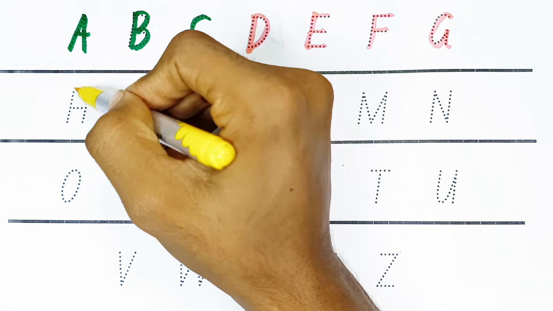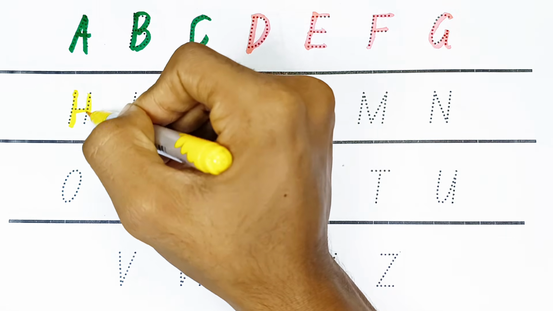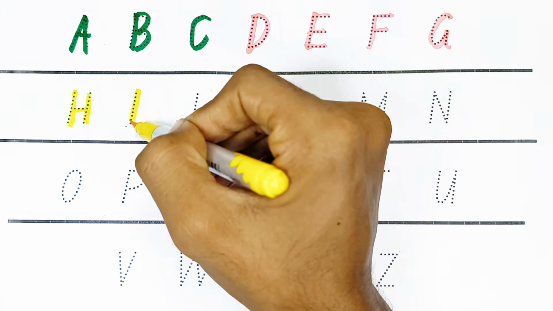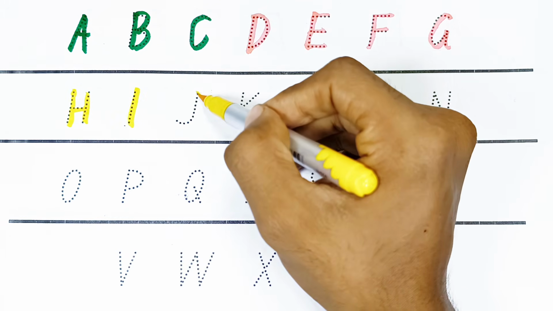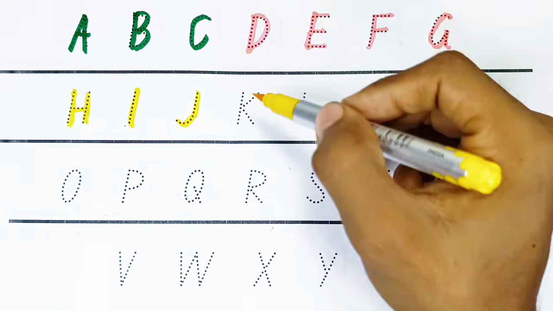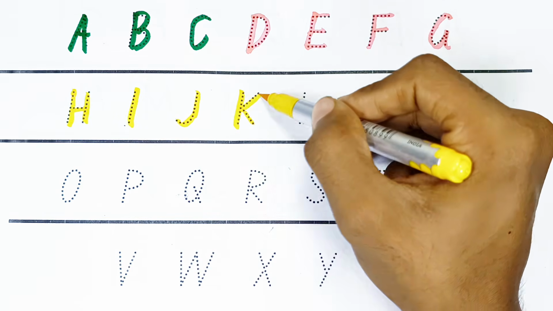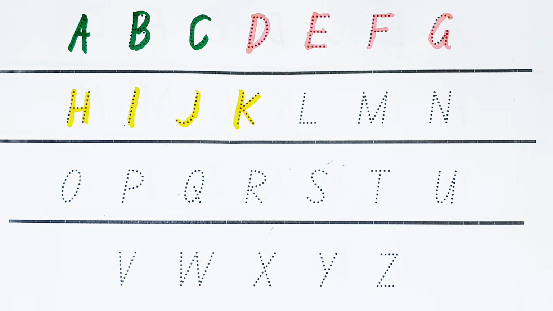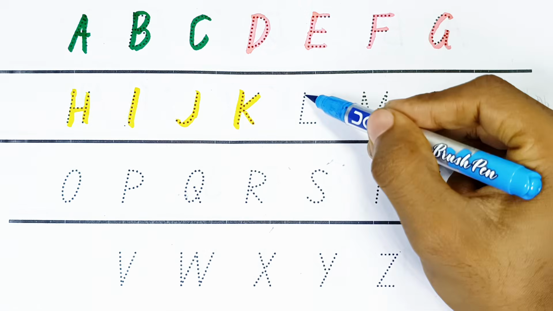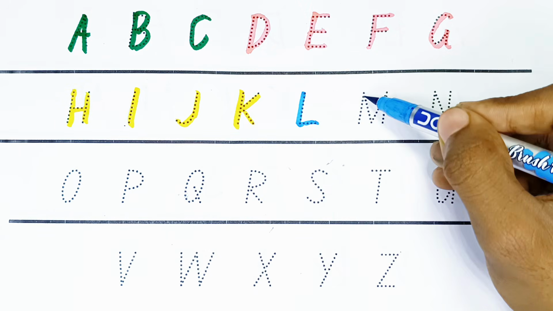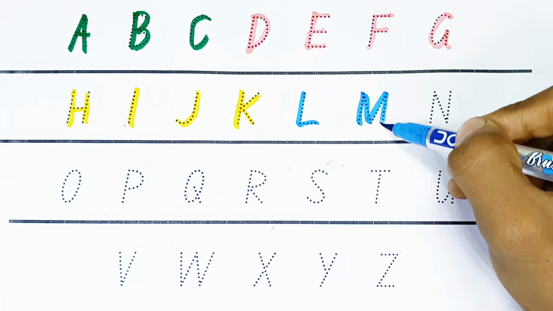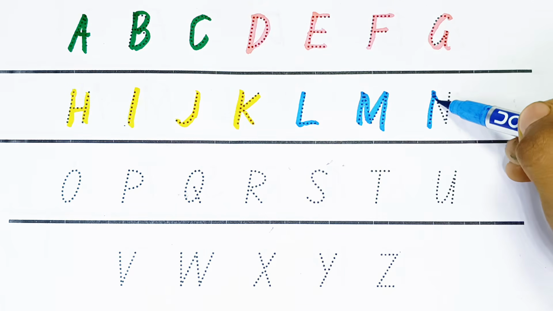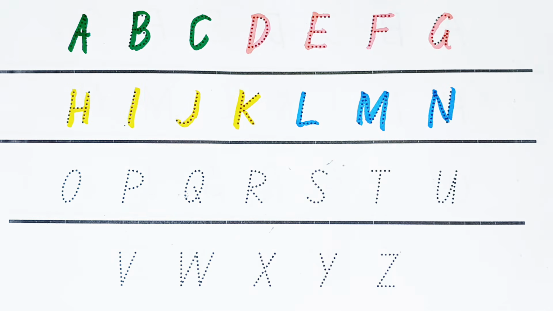The alphabets of H. H for helicopter. I for ice cream. J for joker. K for king. Kids, now you draw L. The alphabets of L. L for lion. M for moon. N for nose.